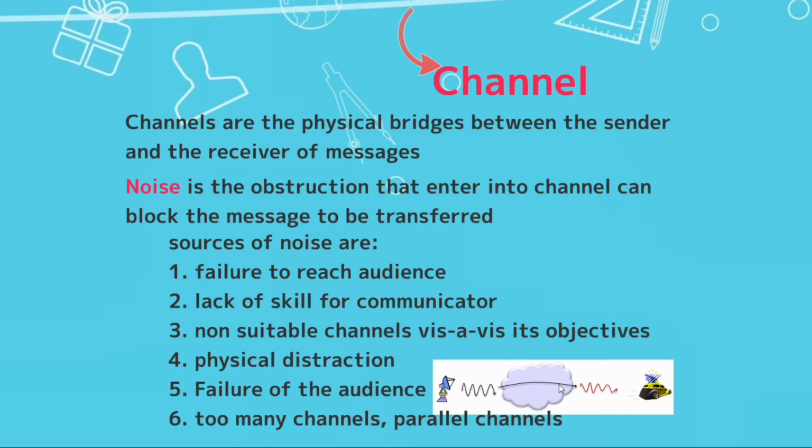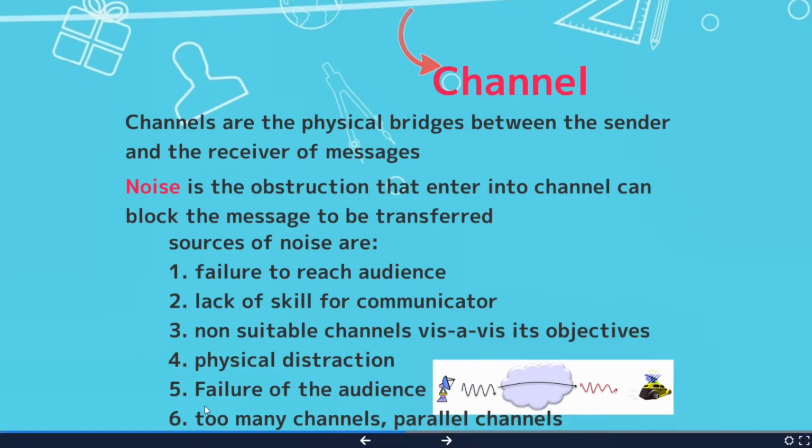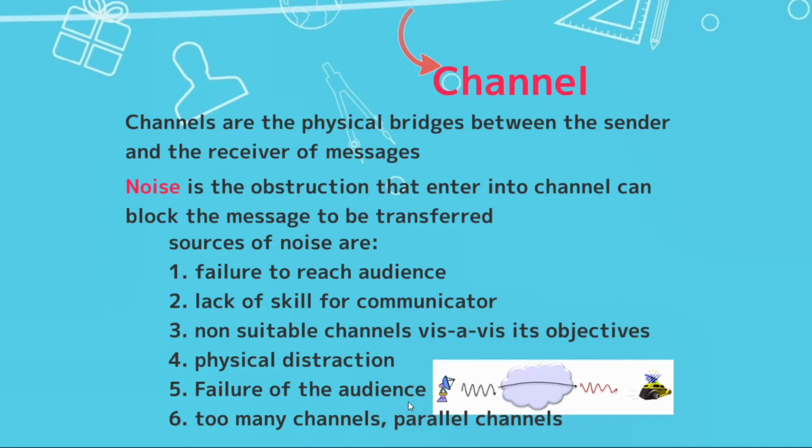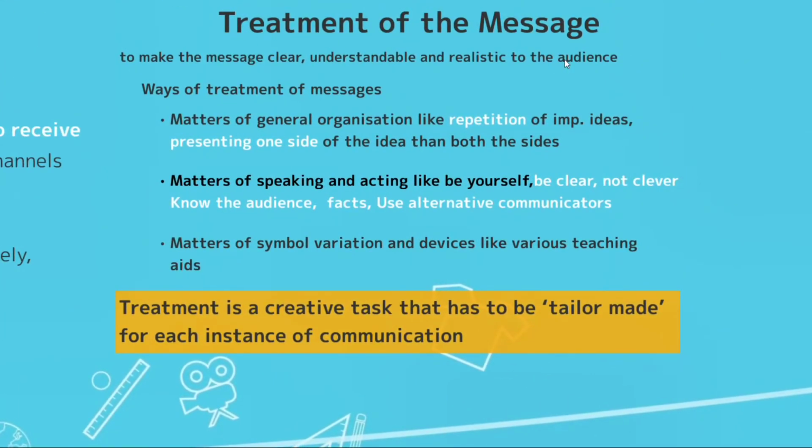Another important element in the communication is channel. Channels are the physical bridges between sender and the receiver, like air, telephone, internet connections, etc. But this channel is often challenged by the noise. Noise is the obstruction that enters into the channel and can block the message from being transferred. It may be lack of skill for the communicator to effectively use the channel. Sometimes non-suitability of the channels to the objective. Many times physical distractions. Sometimes too many channels can also be a noise in the communication.